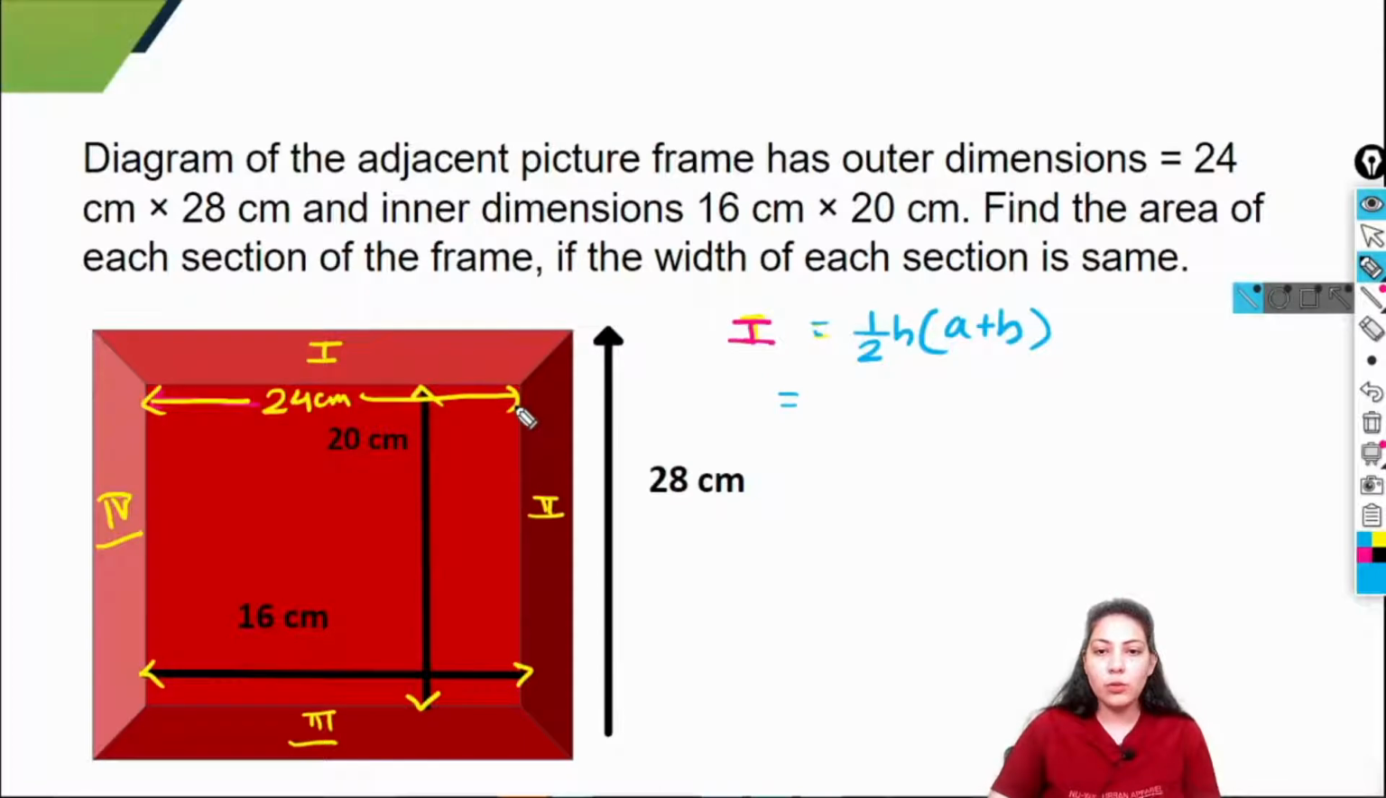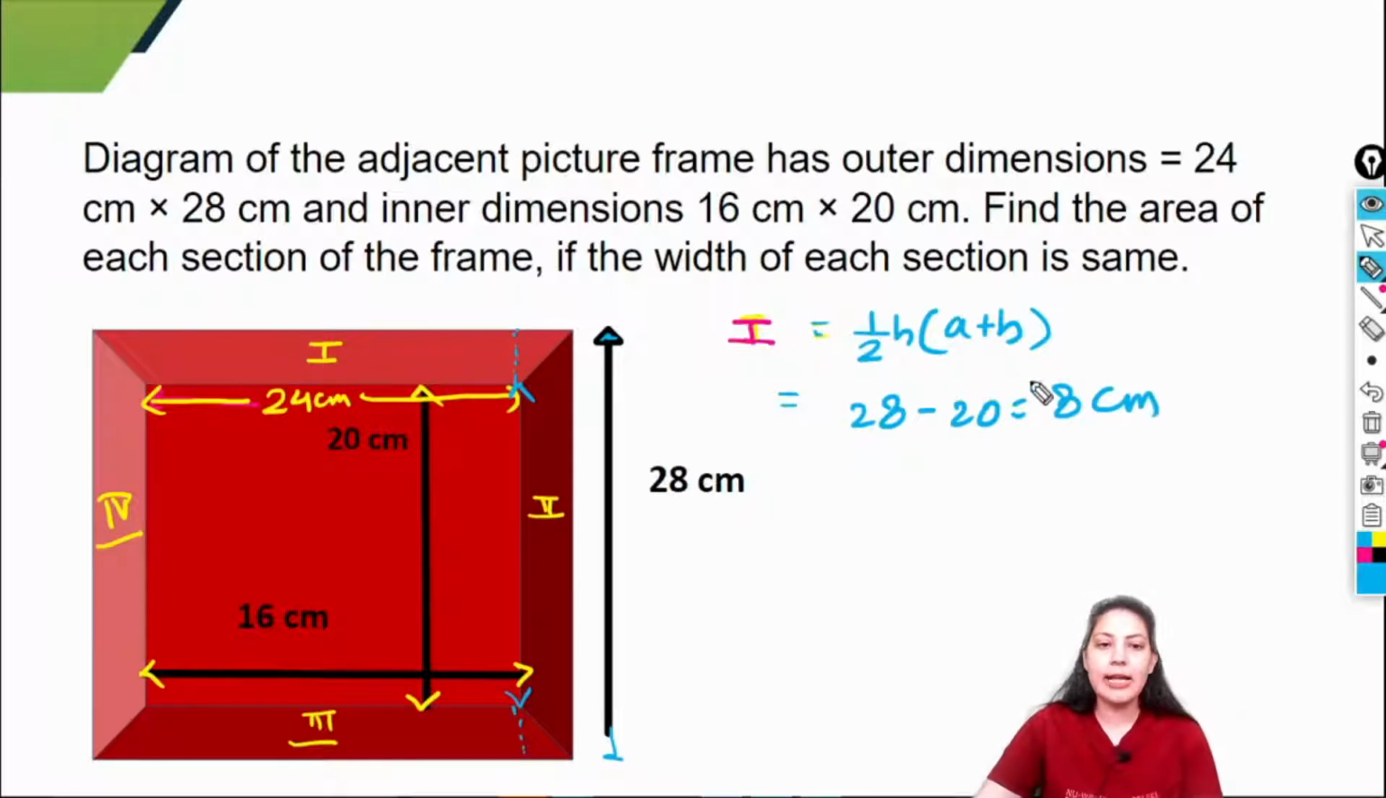Okay. So let's calculate the height. We are given the total distance here is 28 centimeter and here is 20. So what we can do is, 28 minus 20 is 8 centimeter, and since we are told that the width is the same, we can directly divide by 2, because these are the two portions that are subtracted equally. So the height here is 4 centimeter, and again here would be 4 centimeter.